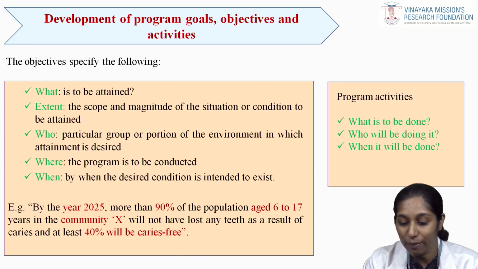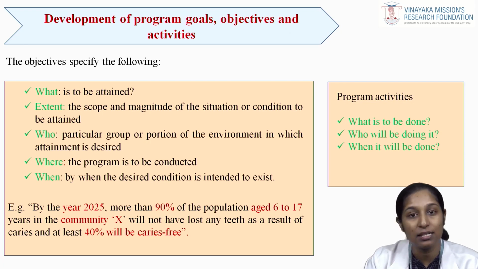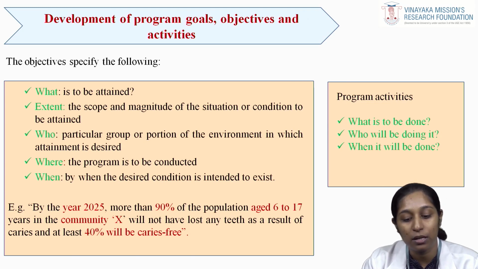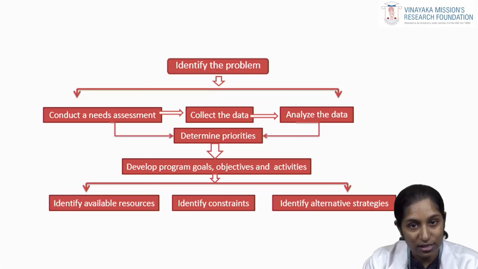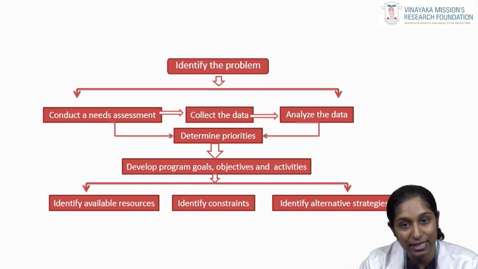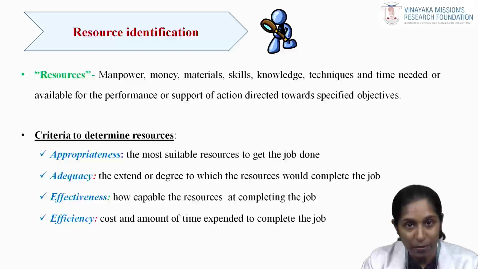Regarding program activities, there are basically three components: what is to be done, who will be doing it, and when it will be done. These things have to be made clear during the development of the program objectives. Once the goals and objectives are set, the next steps include resource identification, identification of constraints, as well as identification of alternative strategies. Resource identification.